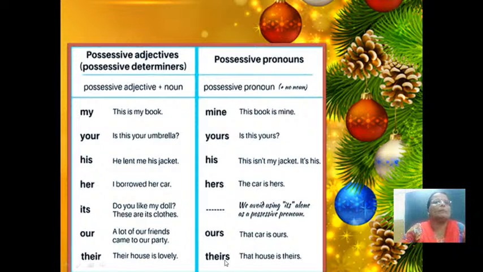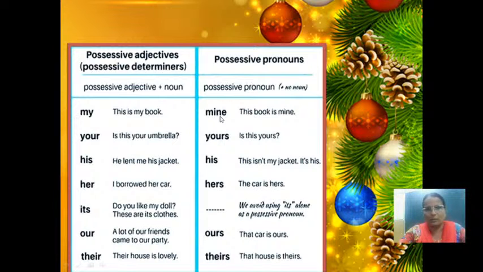Children, again I am going to provide you a clue. Listen. If you find S with the possessive adjectives, then that is a possessive pronoun. For example, yours, hers, ours, theirs. His will remain the same. In possessive adjective and possessive pronoun, his will remain same. My will change into mine.